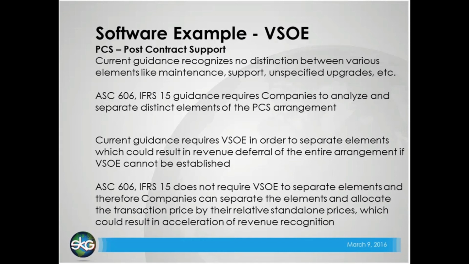Under the current guidance, you're required to establish VSOE in order to separate the elements and recognize the revenue. If you can't establish VSOE, that could result in revenue deferral of the entire arrangement. Under the new guidance, however, you are required to separate the elements, and then you can allocate the transaction price by the relative standalone prices, which could result in an acceleration of revenue recognition. So again, this was just one example of how the new standard versus the old standard works in a particular situation, which was the post-contract support for a software company.